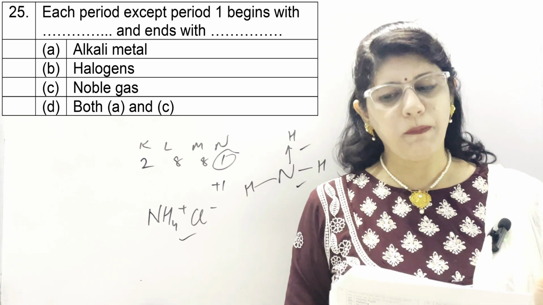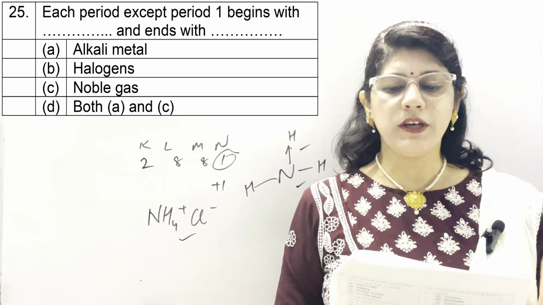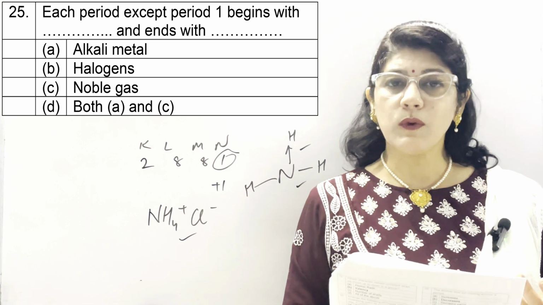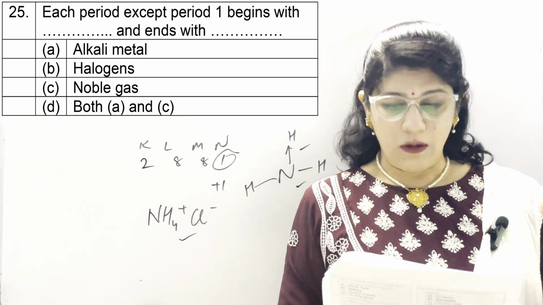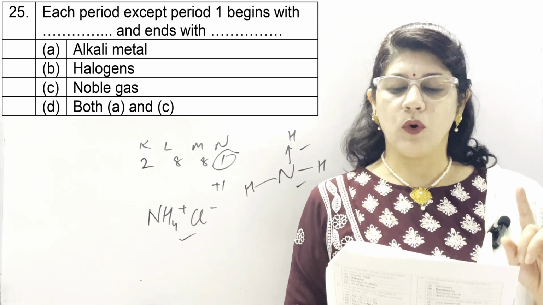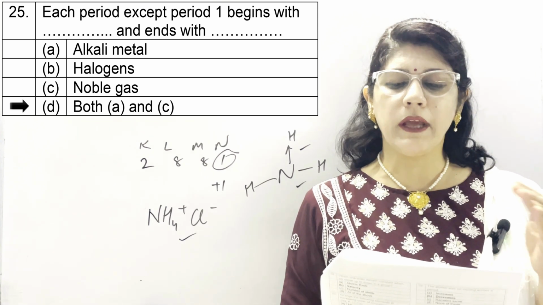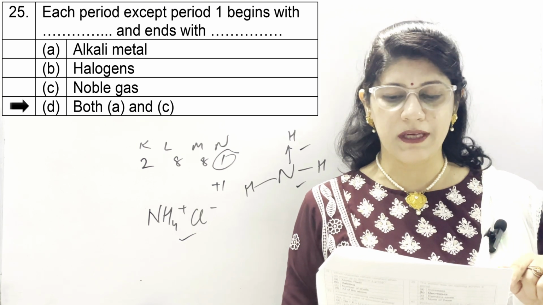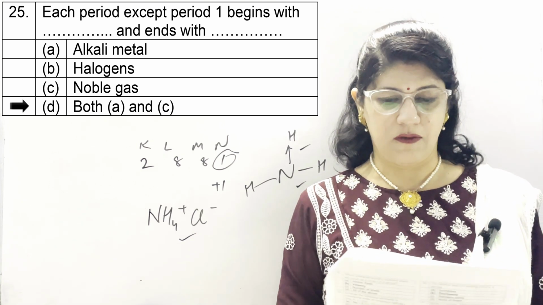Question number 25. Each period except period 1 begins with dash and ends with dash. So begins with alkali metal, halogens, noble gas, both A and C, these are the options. So the correct answer is D, both A and C, because it begins with alkali metal and ends with noble gas.